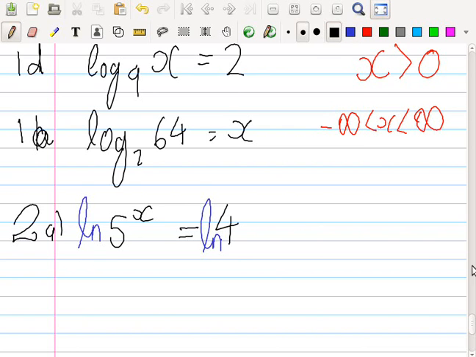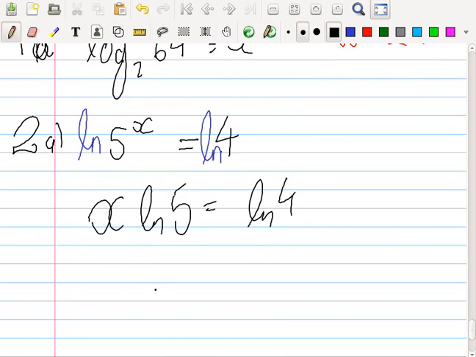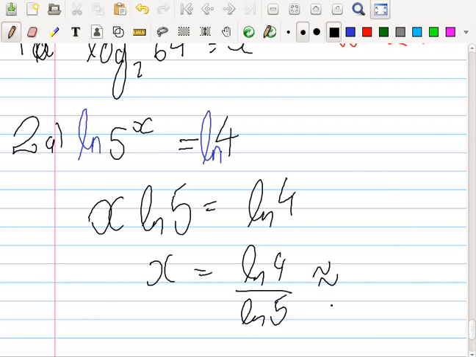Now before you go ahead, I should use a rule of logs here. What rule should I use? The one with the power, right? What can I do with the power? Bring it down. So I have x log 5 equals log 4. So what does x equal? Well, it'll just be log 4 over log 5. Which, what's that roughly now? 0.9 or something? 0.861.